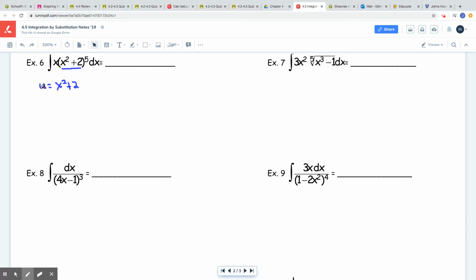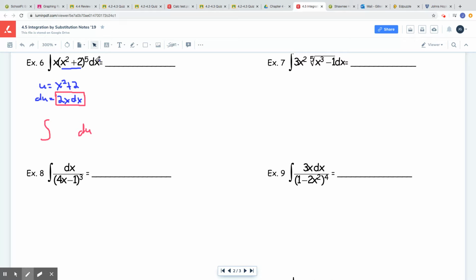Once you do your u, then you can do du, which is the derivative of our u. The derivative of x squared plus 2 is 2x, because the derivative of x squared is 2x and the 2 is just 0. Remember, we always put a dx after that. Once you do your u and your du, you then have to look at your du, which is 2x dx. All of this needs to be after your integral somewhere, because we want to rewrite our integral in terms of u and du.